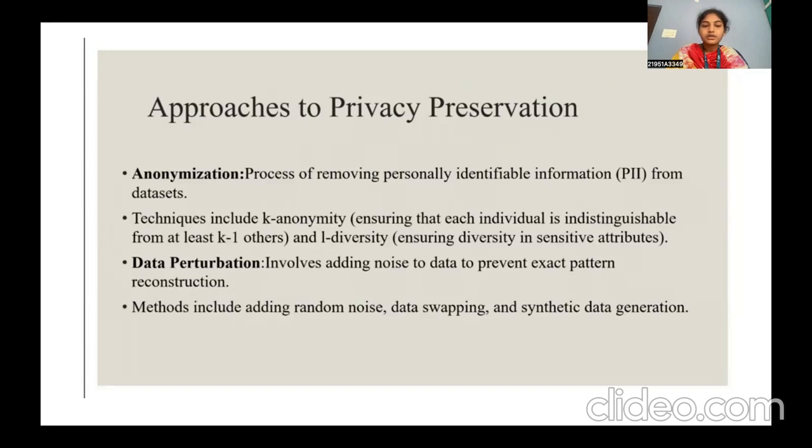Data perturbation involves adding noise to data to prevent exact pattern reconstruction. We will be adding noise to the data to prevent extracting the exact patterns. Methods include adding random noise, data swapping, and synthetic data generation.